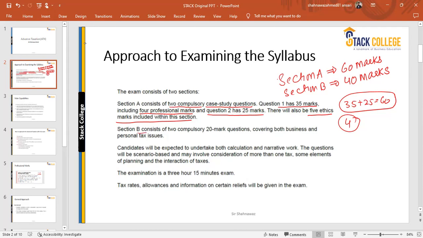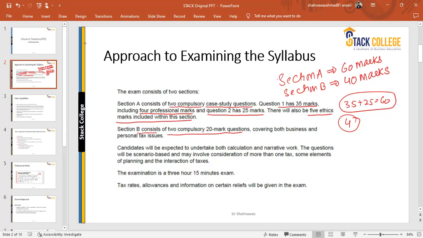Now, as far as Section B is concerned, there are 2 compulsory 20-mark questions, which cover the corporation aspects as well as the personal tax issues. Compared to Section A, the Section B questions have less information, less burden in terms of information. Section A questions are always very lengthy and have multiple tax issues, multiple requirements. So students find it difficult to attempt Section A questions, and they find it very easy to attempt Section B type questions. And remember that we have 50 passing marks. So if any student scores well in Section B, there is a good chance to score at least 50 marks and to pass this paper in the first attempt.